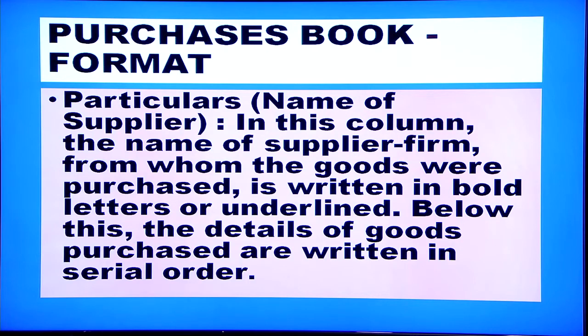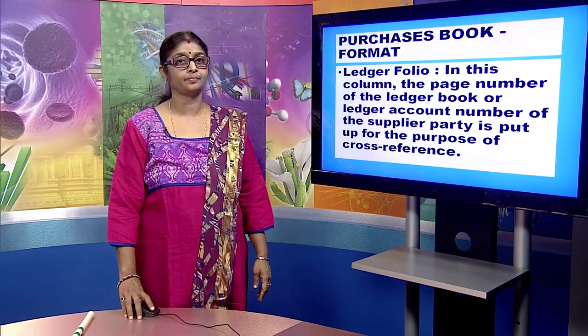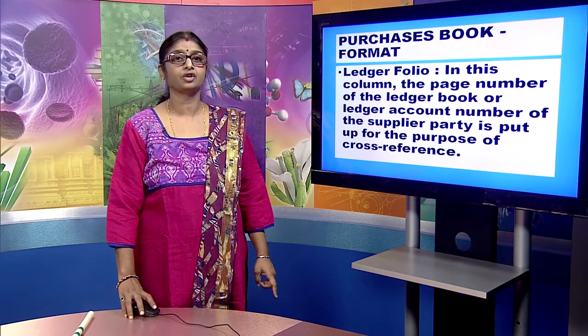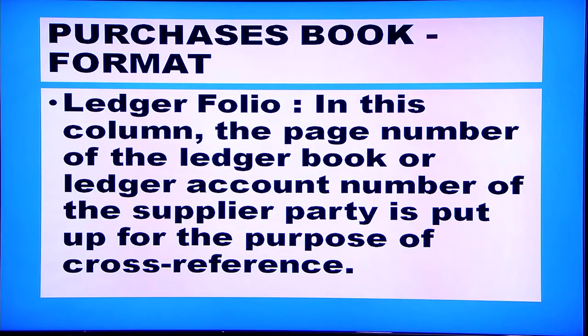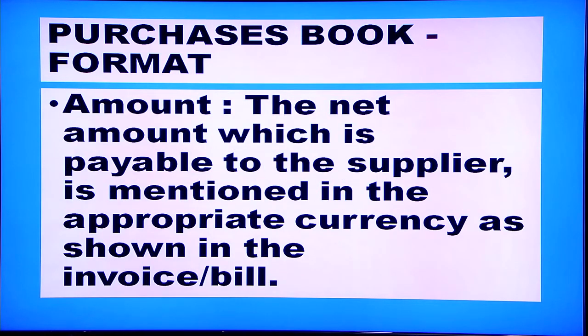Below that, we will write the details of the goods purchased. How we will write? We will write it in the serial order. Next is the ledger folio column. Here we will write the page number of the ledger book. Why we are writing? We are writing for cross-reference. Any trade discount allowed by the supplier is to be deducted from the total of particulars column. The net amount after deducting trade discount is taken to this column. In the amount column, the net amount payable to the supplier is mentioned.